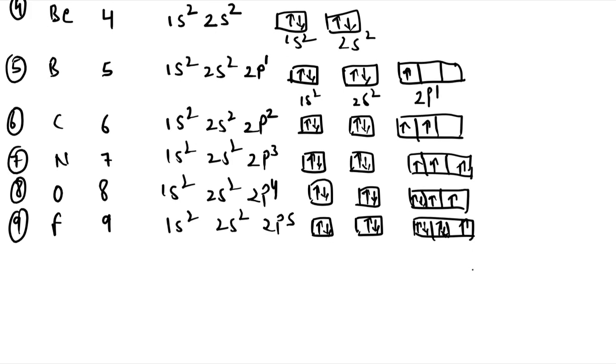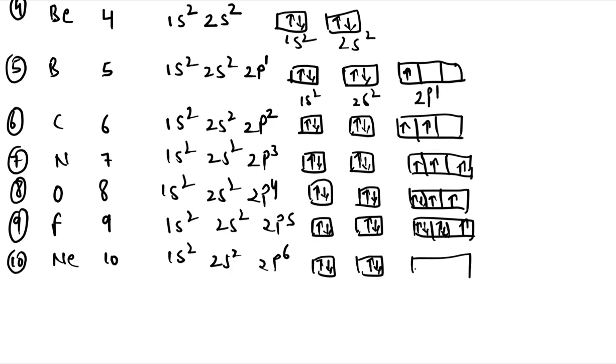Okay, so that means for 2p, the maximum number of electrons that can come in 2p is 6. So the next element that we are talking about is neon. The number of electrons available for neon is 10. So 1s2, 2s2 and 2p6. So this is the representation for neon.